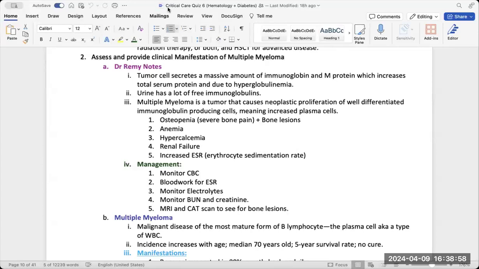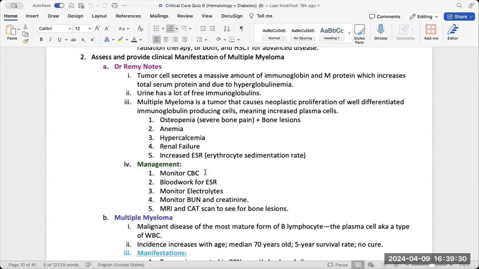It also affects your blood cells. That's the word I was looking for. So they're at risk for anemia. Also, they're at risk for renal failure, as well as an increased ESR. So we have problems with the kidneys, we have bone problems, and we have hypercalcemia as a result of the bones breaking down, which also puts them at risk for fractures.